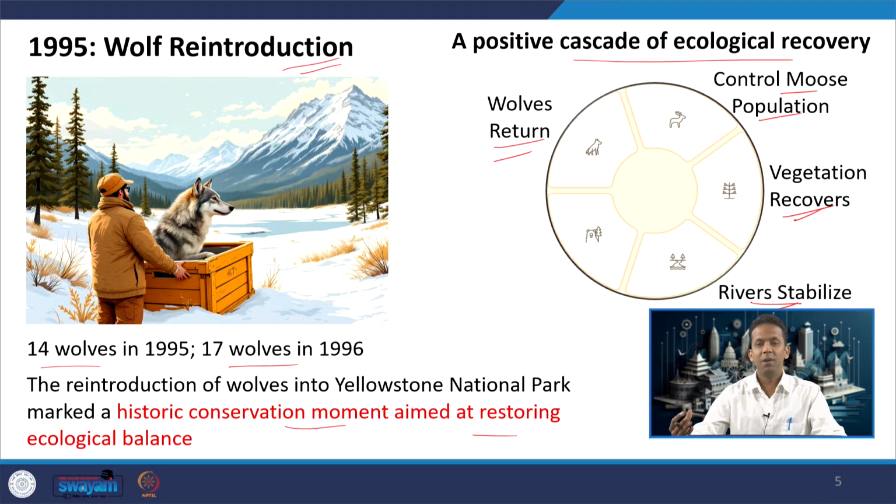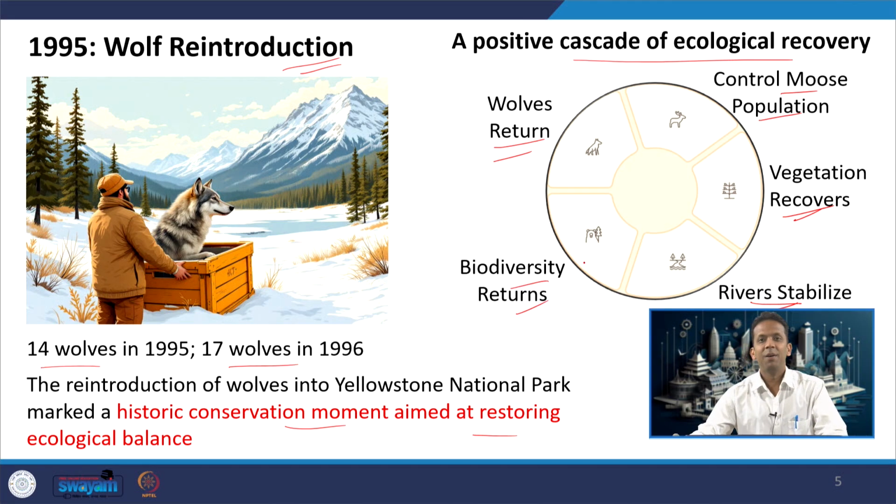So, when the banks of the rivers stabilized because of the growth of trees and vegetation, vegetation recovered and the biodiversity also returned. When there is enough vegetation, trees and water available, lots of different species of birds and animals which thrive on such habitat would return. So, that was the positive cascade of ecological recovery which was observed after the wolves were reintroduced.